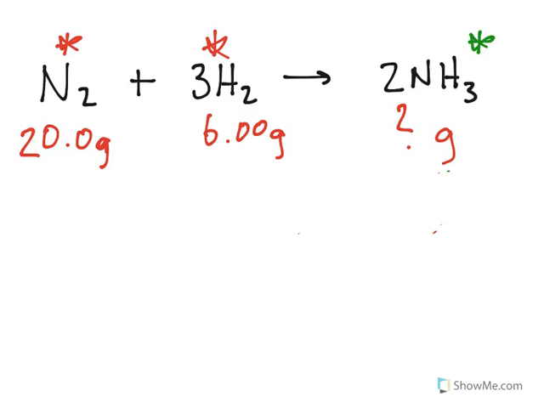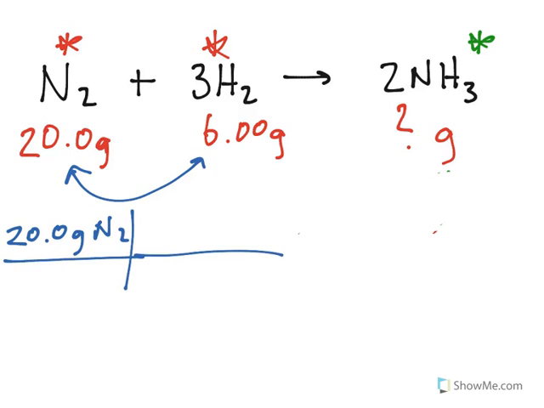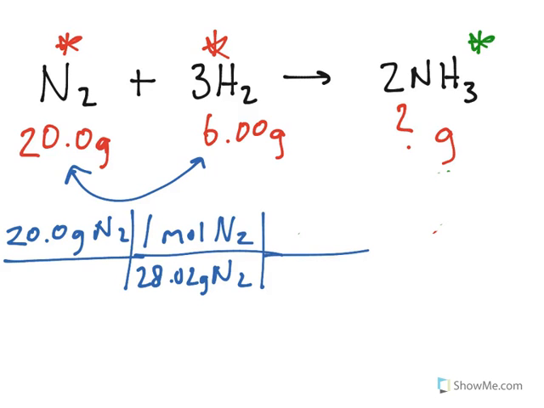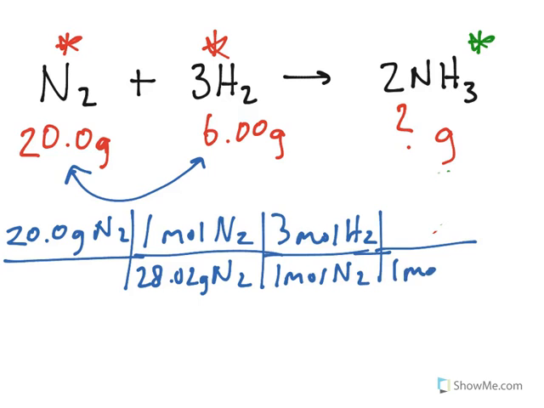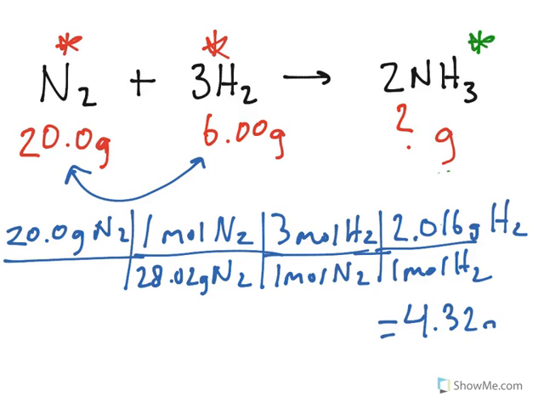It is possible to actually determine what is the limiting reactant by comparing the two reactants to one another. So if I convert 20.0 grams of nitrogen into grams of hydrogen, we're just going through this process that we've done several times already. For every 1 mole of N2, there are 3 moles of H2. And then 1 mole of H2 has a molar mass of 2.016 grams of H2. And we find our answer to be 4.32 grams of H2.